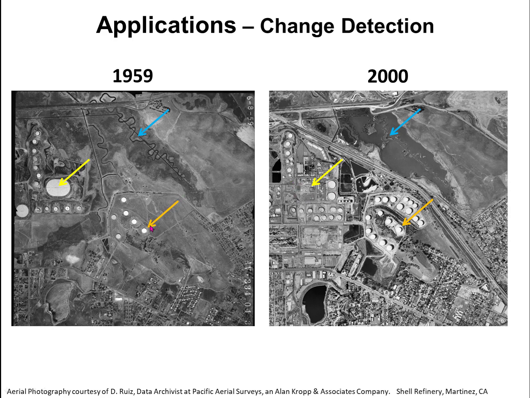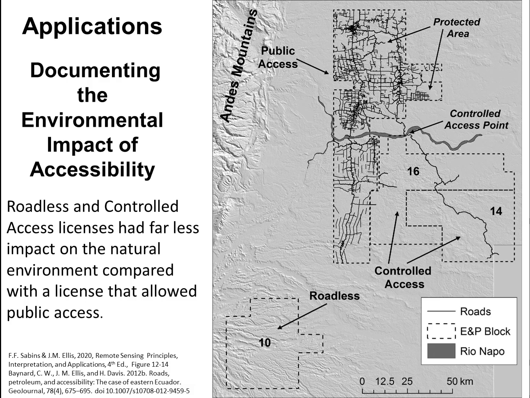The orange arrow points to 4 oil tanks, and in 2000 there's at least 4 tanks, maybe not the same ones, but they're in the same location. And then the blue arrow shows a wetlands full of vegetation with a dredged channel down the middle, down the meandering stream. And what happened by 2000, 41 years later, there's no vegetation. It's all ponded water. So change detection using aerial imagery, satellite imagery is hugely important.